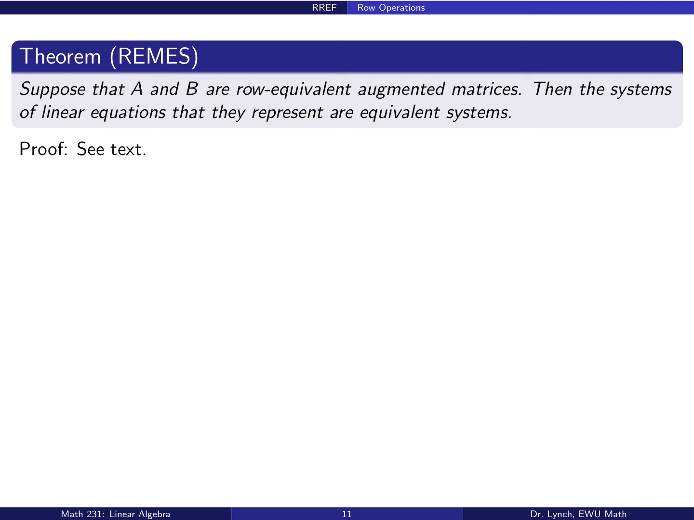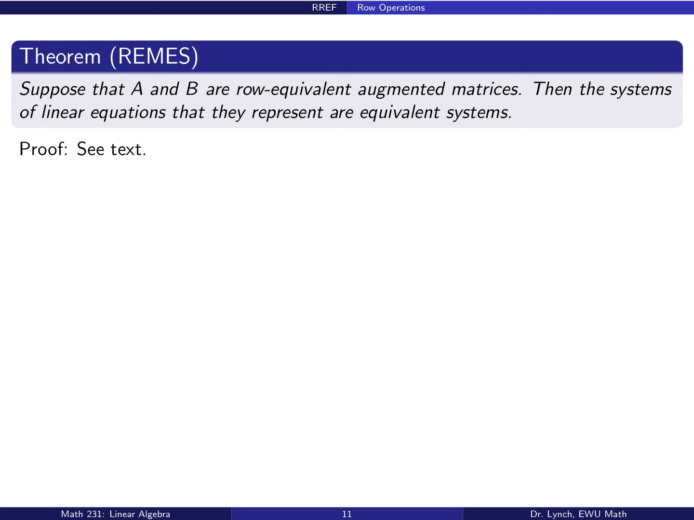Okay, so why we care is because if A and B are augmented matrices that are row equivalent, it turns out that the related systems of linear equations are equivalent systems. Remember what that means: equivalent systems are systems that have the same set of solutions. So doing these row operations on an augmented matrix, where you take the coefficient matrix and attach the vector of constants to the end, doesn't change the set of solutions at all.